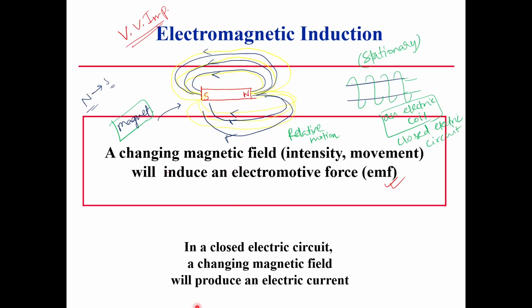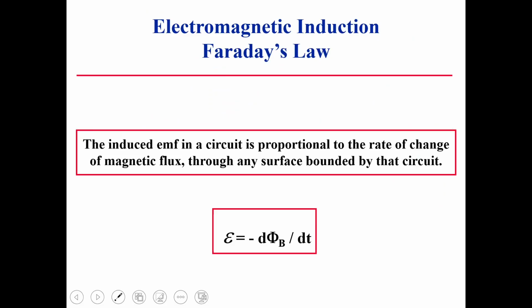Or specifically, I can say change in the magnetic flux. So we are going to also talk about that. So what is electromagnetic induction? Faraday's law. What is Faraday's law? That is, the induced EMF in the circuit is proportional to the rate of change of the magnetic flux through any surface bounded by the circuit.